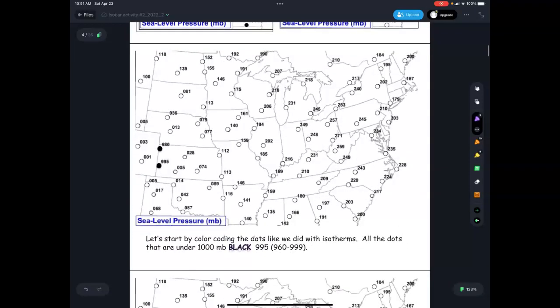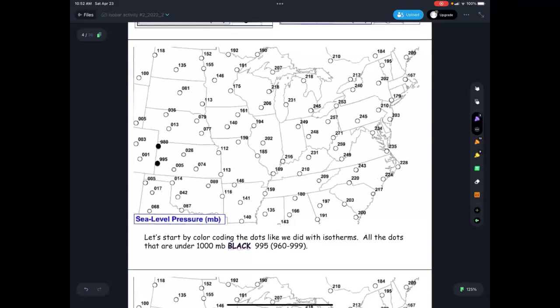Okay, so for this activity, we're going to shade numbers in a range. When you do isobars on the project, you're not going to color anything for pressure. The only color that's going to be on your weather map is going to be for temperature. We're using color here to help us figure out where the isobars are going to fall. Okay, so we're going to start out, and you can see that the ones that fall in the range from 960 to 999 have been shaded in dark.